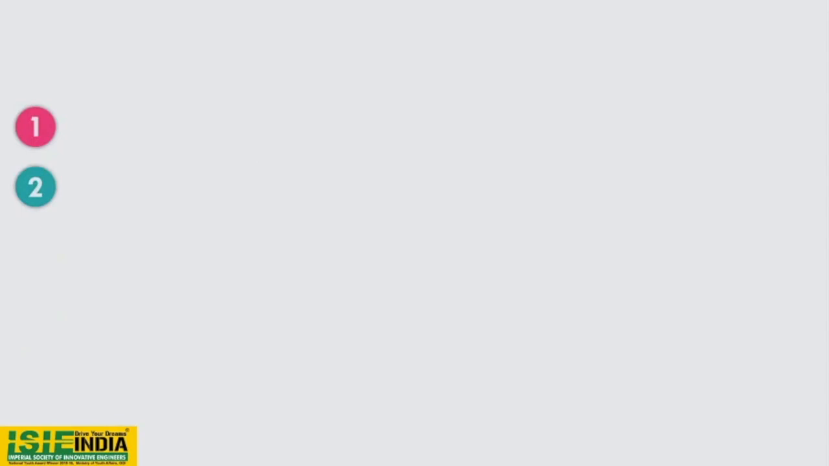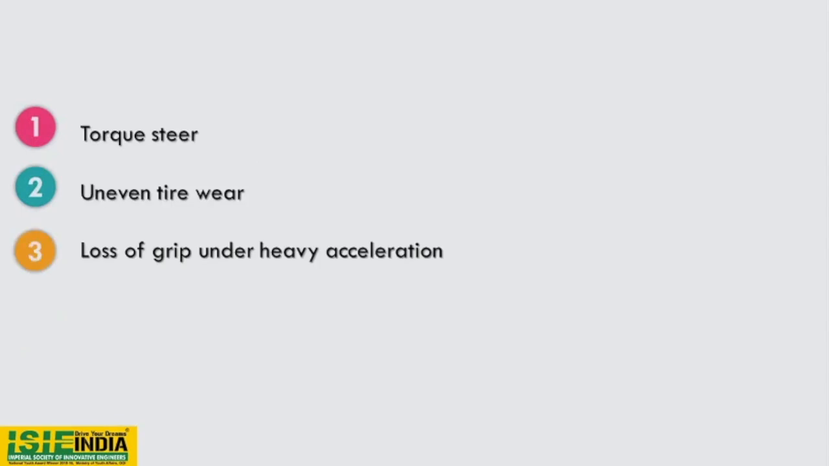Coming to disadvantages, there is a problem of torque steer. Torque steer means that if you are moving a vehicle at higher acceleration, sometimes the vehicle tends to go in only one direction, as it is a front wheel drive combined with steering, so it tends to go to one side, therefore disturbing the balance of your steering. Then uneven tire wear. It occurs due to the torque steer only.